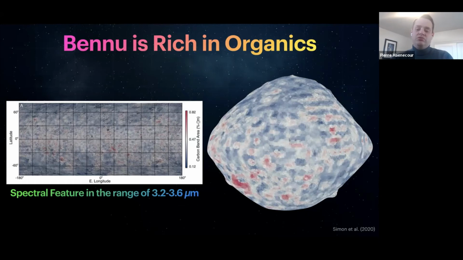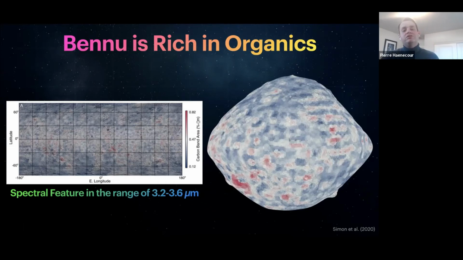So it's a 3.2 to 3.6 micron feature. And so here the color is blue, white and blue is like lower abundance of organics, and red is much higher abundance of organics, showing you that there are those, I would call them hotspot regions, or really localized regions where there are really high abundances of organics on the surface of Bennu.